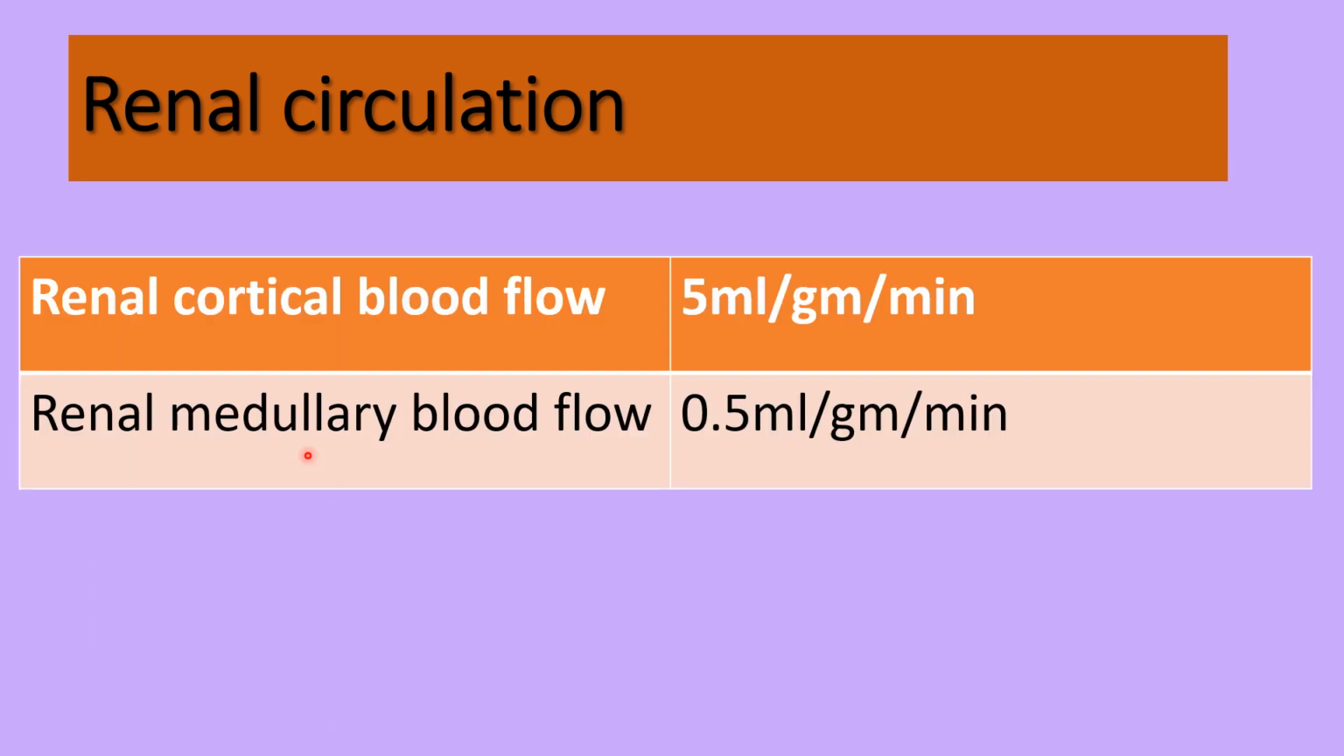The next important feature of the renal circulation is that renal cortical blood flow is higher than renal medullary blood flow. The renal cortical blood flow is 5 ml per gram per minute. Renal medullary blood flow is 0.5 ml per gram per minute.